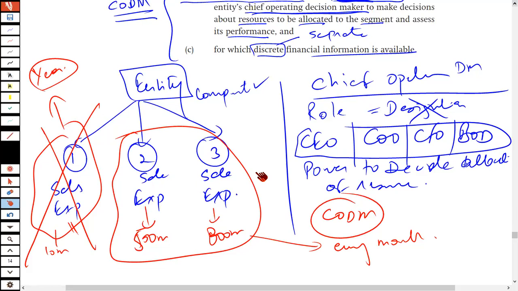Do you people get it? Yeah, do you people get it? Okay, good enough. Now let's move a bit forward.